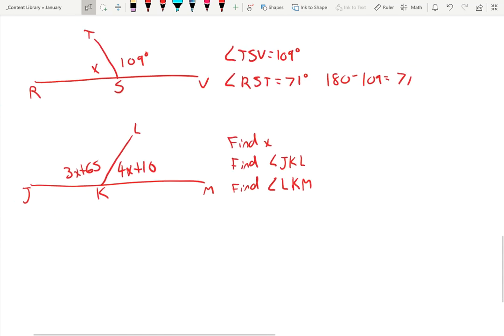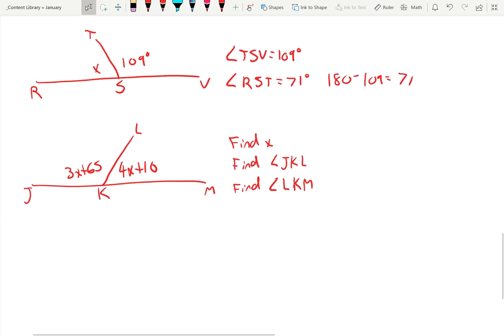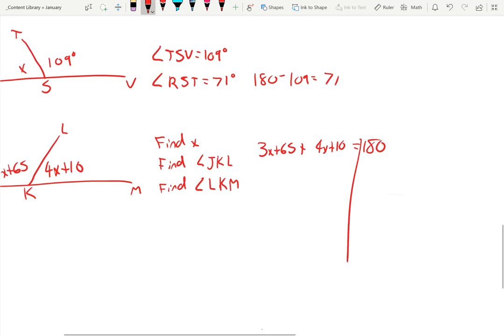So first, let's find x. Now, to do that, remember, we have to understand that because this is a straight line, a straight angle, it's a 180 degree angle. So that means the two angles here, the 3x plus 65 and the 4x plus 10, should be added together and equal to 180 degrees because it makes that straight line. So that's how we set up our equation. That's where we go to start solving it.